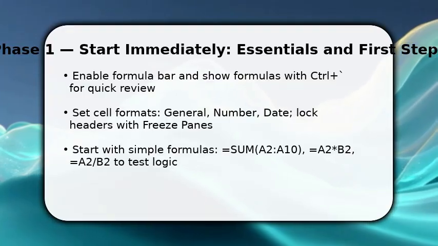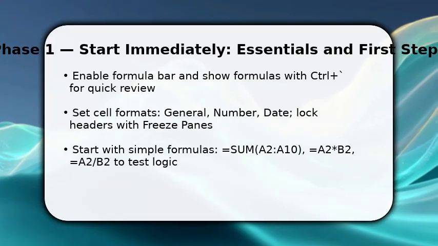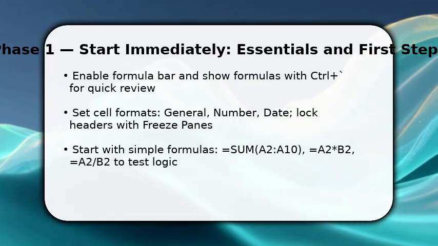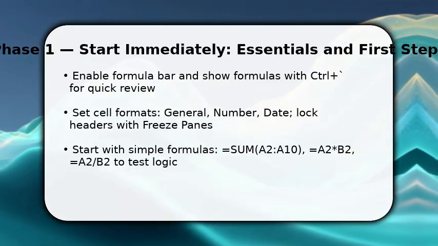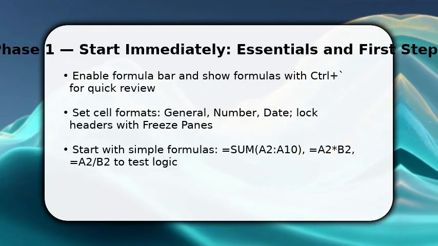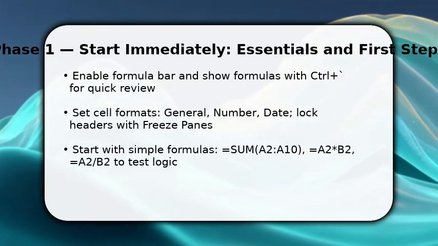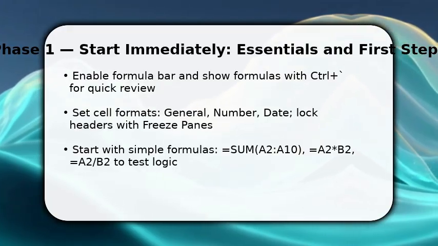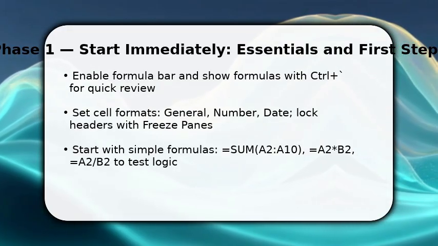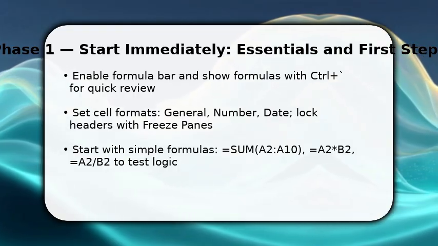You begin by preparing the sheet so formulas behave predictably. First, show the formula bar and toggle formula view. This lets you confirm structure. Next, set cell formats for numbers and dates and freeze headers so you don't lose context. Then, enter initial formulas like =SUM(A2:A10) and =A2*B2 to validate references.